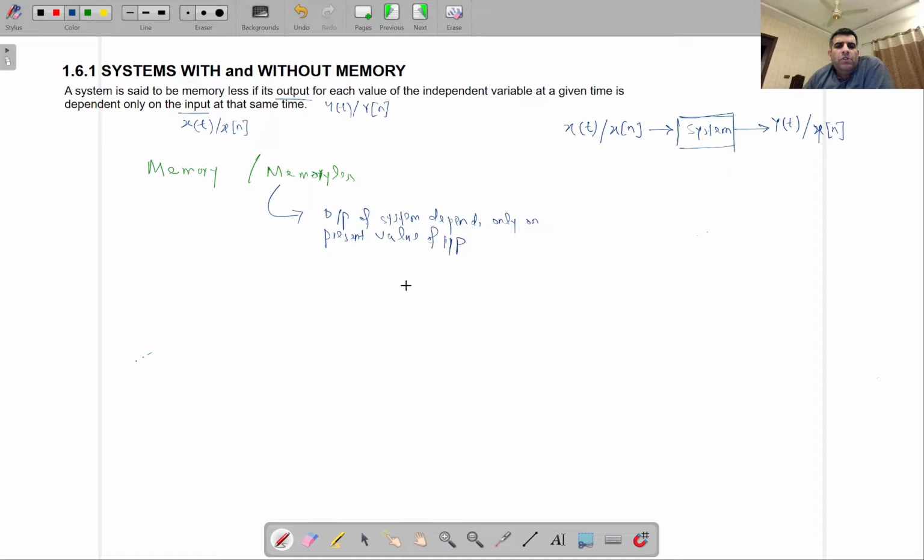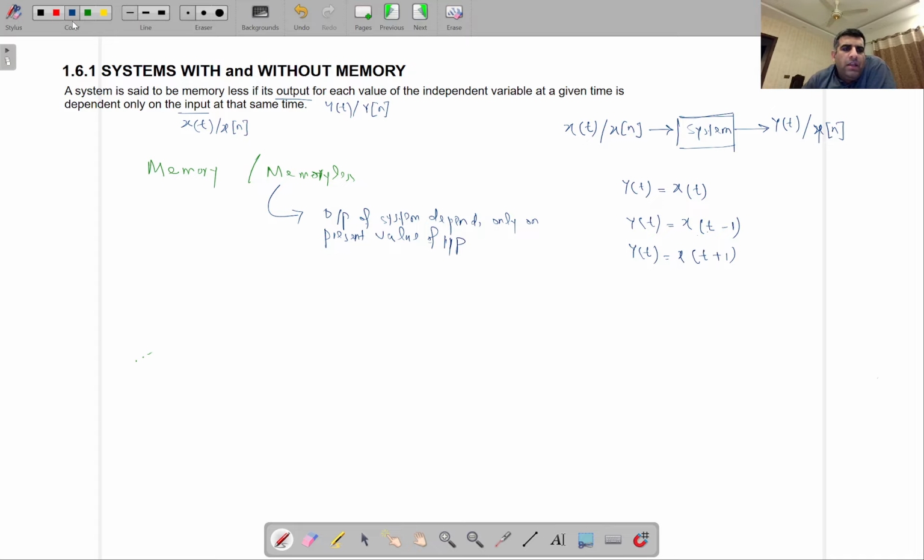Let's first discuss what I mean by the present value of the input or output, the past value of the input, or the future value of the input. I'm going to take three simple examples. Let's say we have a system y of t is equal to x of t. This is one system, and then another system, which is a delay system. And then let's write another example, x of t plus 1, which is an advanced system.